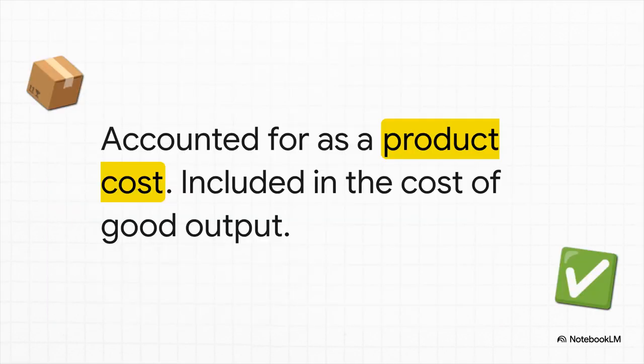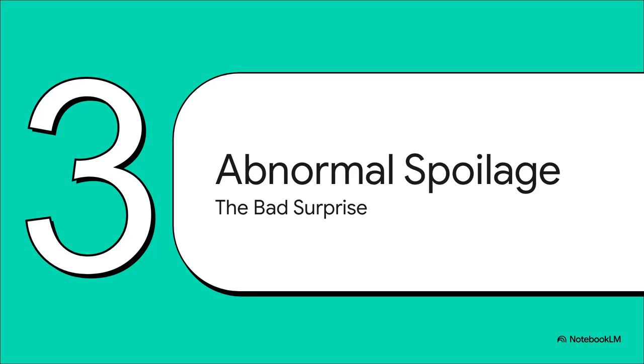So here's the absolute crucial takeaway. Normal spoilage is treated as a product cost. Because it's an expected cost of creating your final good units, the cost of that normal waste literally gets attached to the good units you successfully produce. It just sits right there in your finished goods inventory on the balance sheet until the item is actually sold. You're basically saying, hey, to get these 100 perfect units, we totally expect to ruin 2 units. Therefore, the cost of those 2 ruined units is just part of the cost of producing the 100 perfect ones. Makes sense, right?